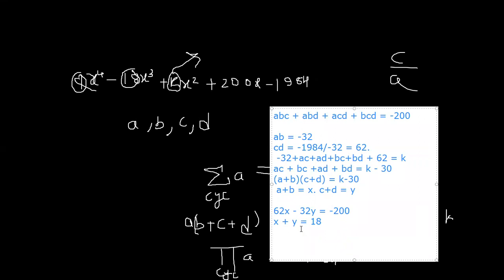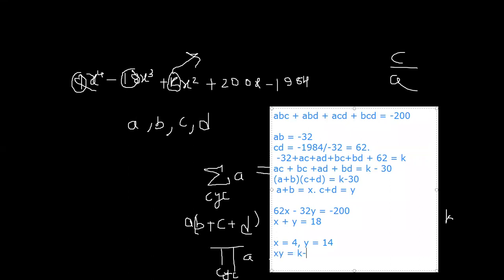Yeah, elimination. As simple as that, elimination only. From this you will get x is equal to 4 and y is equal to 14. Yeah, 14. So you wanted to find the value of k. xy is equal to k minus 30, and xy is 4 times 14, therefore k is equal to 86.